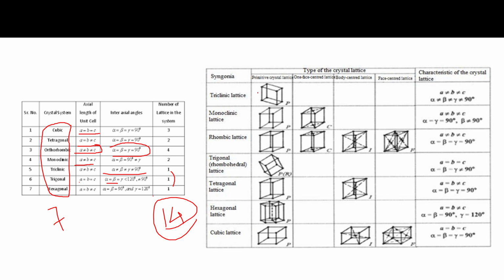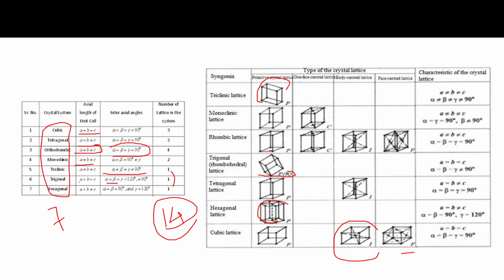So in triclinic there is only the primitive cell; monoclinic has primitive and side-centered; orthorhombic has primitive, side-centered, body-centered and face-centered. For trigonal rhombohedral, there is only the primitive one. For hexagonal lattice, only the primitive, and for cubic lattice primitive, body-centered and face-centered are present. So one face-centered lattice is C.